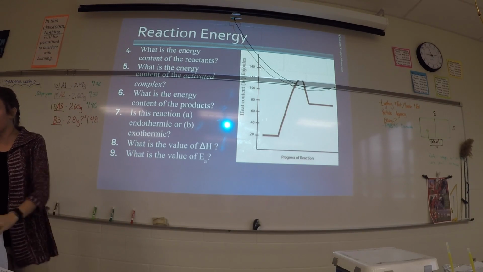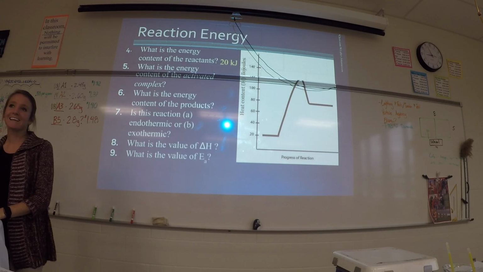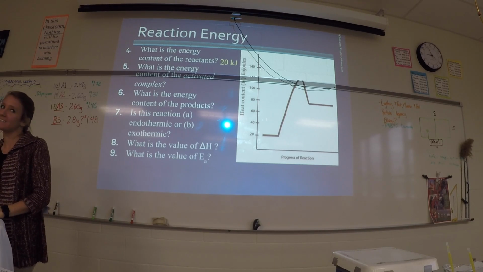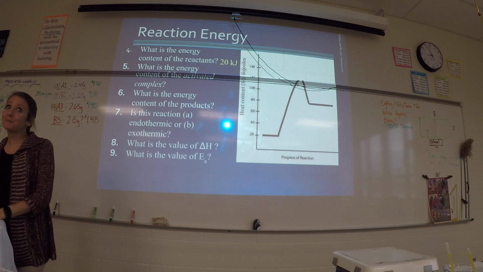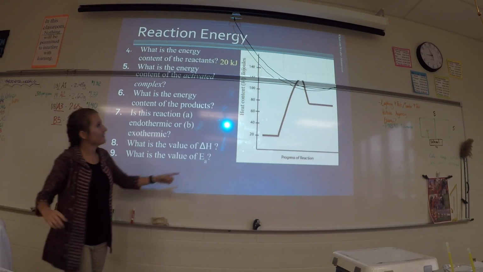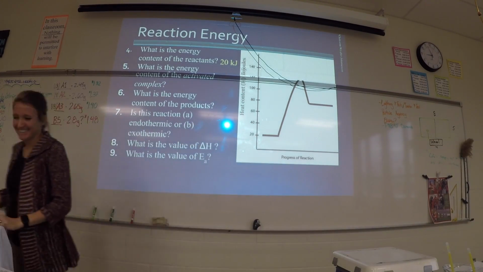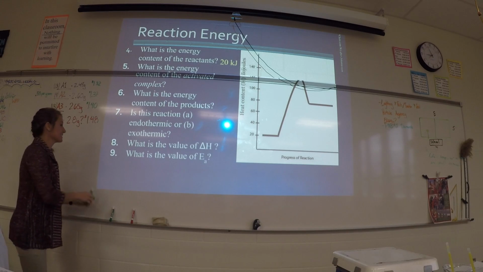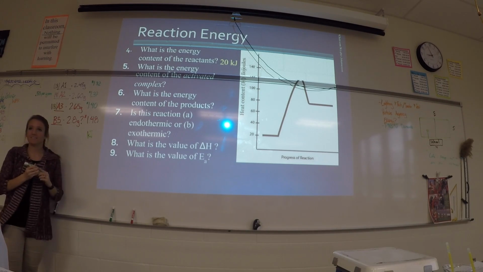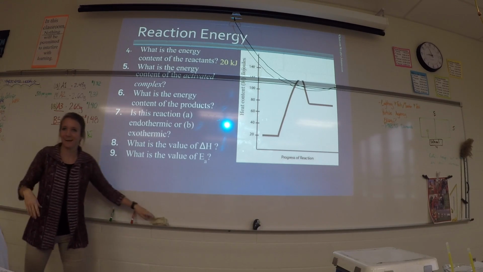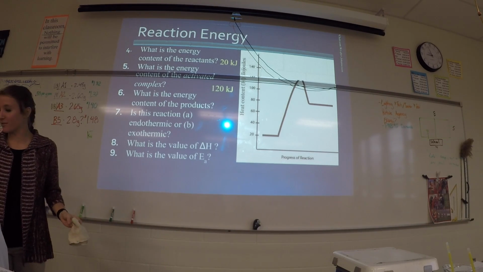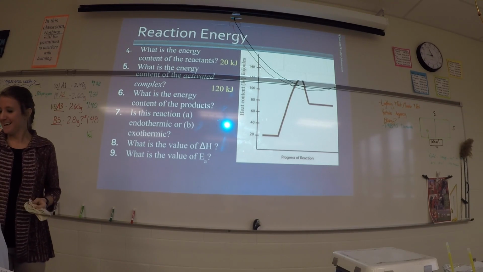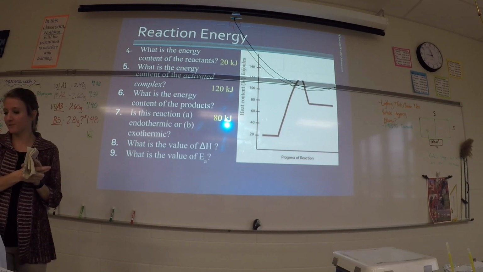Okay, so for the energy content of the reactant, you should have gotten around 20 kilojoules. If you put kJ, you can have a smiley face. Is it lowercase or capital? It's lowercase k, capital J. Okay, number 2, you should have gotten around 120. Okay, that's fine. Number 3, around 80 kilojoules.